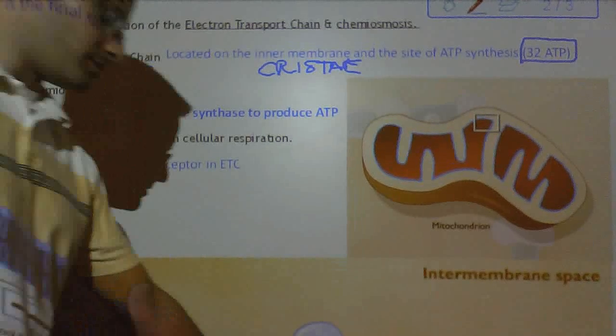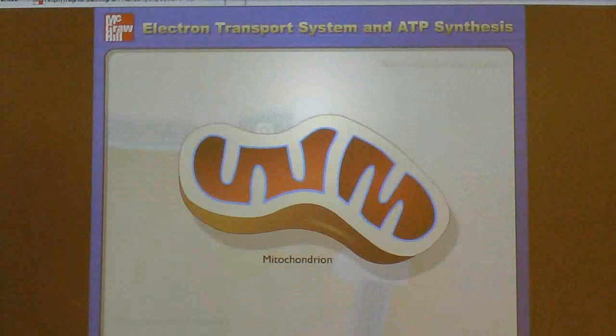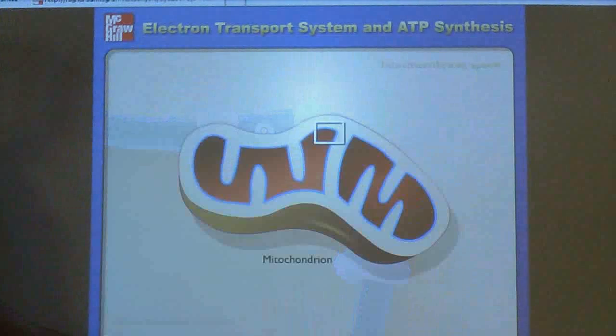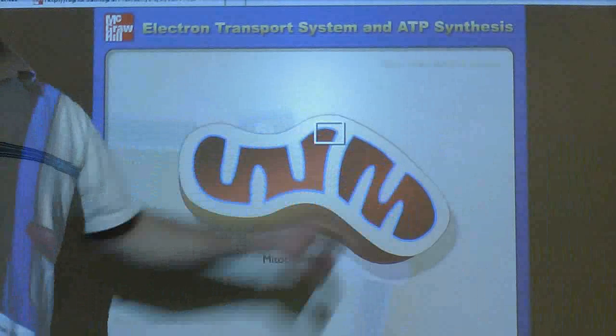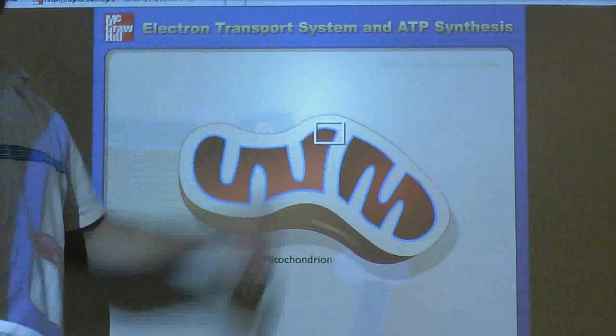All right, I'm going to the McGraw-Hill electron transport and ATP synthesis animation. I would strongly suggest that you watch this on your own, but going through it this one time in the notes should give you a pretty good idea of what's happening. Again, keep in mind we're inside of the mitochondria, so there's a chopped open version. We're going to zoom into that little box there.